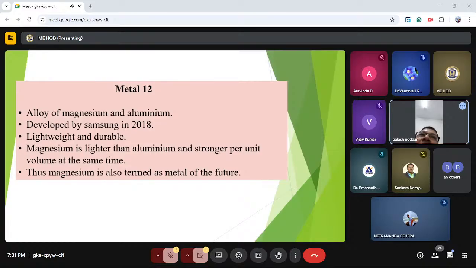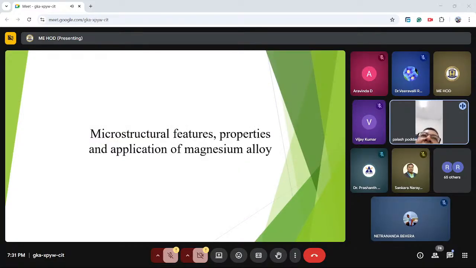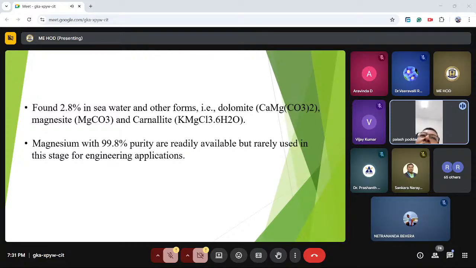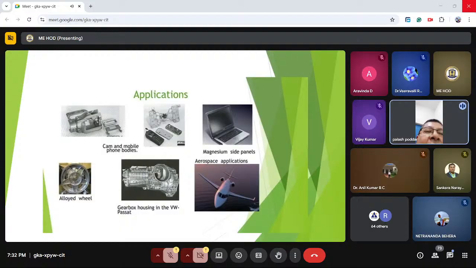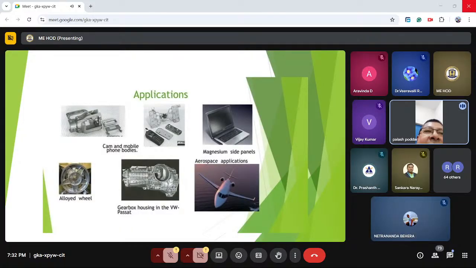Now we'll see the microstructural features, properties, and applications of magnesium alloys. Magnesium can be produced in several ways: through the Pidgeon process, through the Magnetherm process, or through the electrolytic process, that is electrolysis. It is found at 2.8% in seawater and in other forms such as dolomite, magnesite, and carnallite. Magnesium with 99.8% purity is readily available but rarely used in engineering applications at this stage. The applications you can see here: camera and mobile phone bodies, magnesium side panels and alloyed wheels, gearbox housing, aerospace applications and so on.